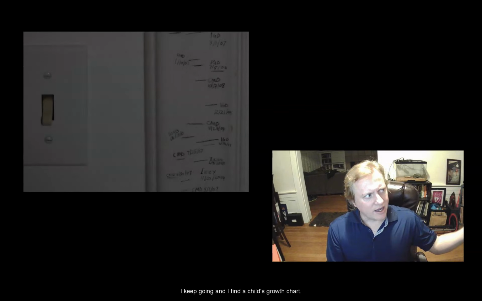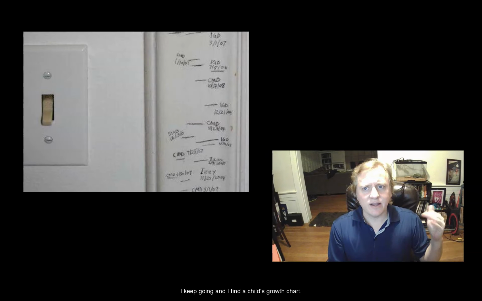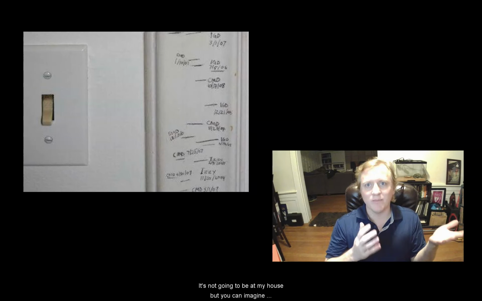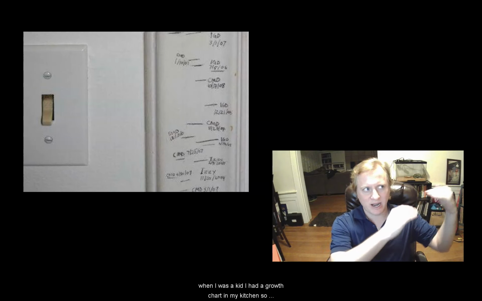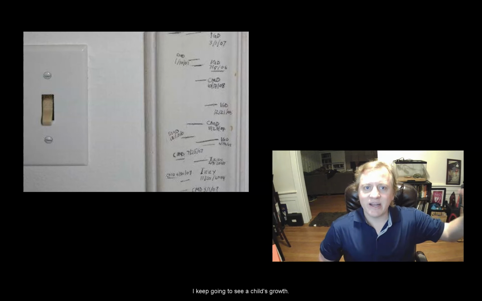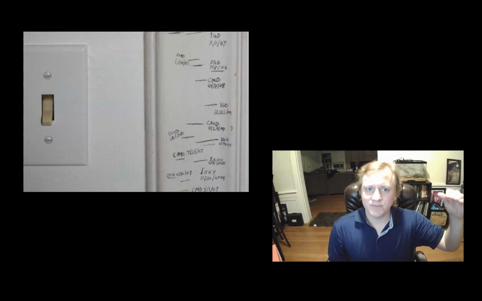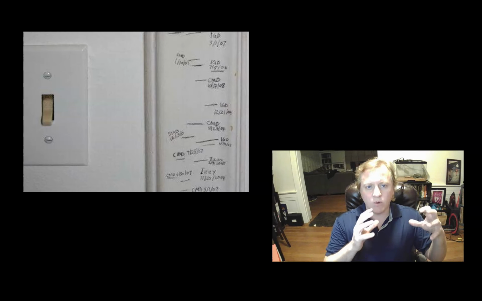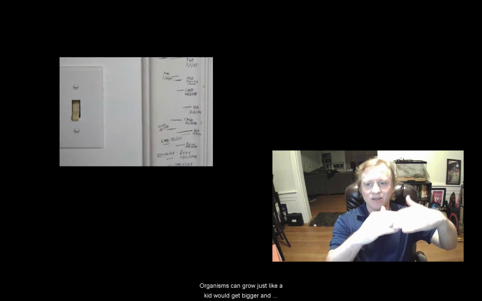And I keep going and I find a child's growth chart. Again, this is not going to be in my house, but you can imagine when I was a kid, I had a growth chart in my kitchen. Okay, so I keep going and I see a child's growth chart. Okay, this is growth and development. Organisms can grow just like a kid would get bigger and bigger, taller and taller.